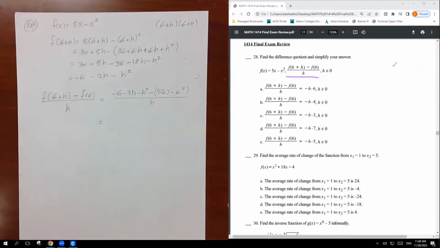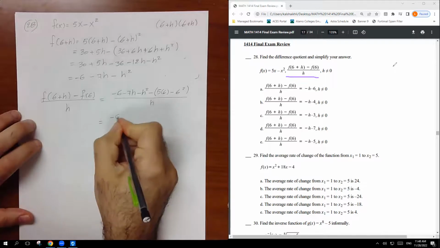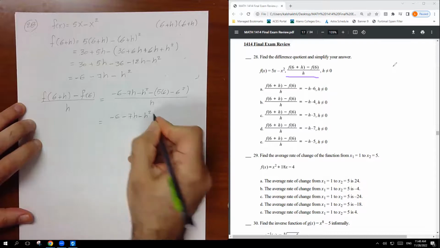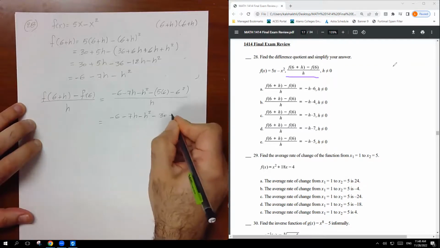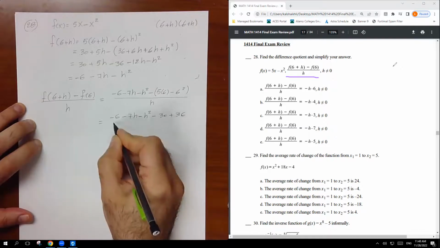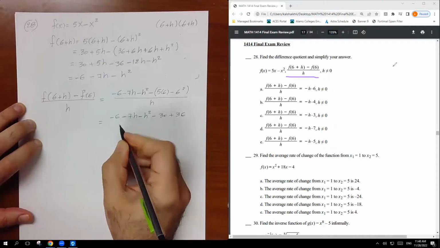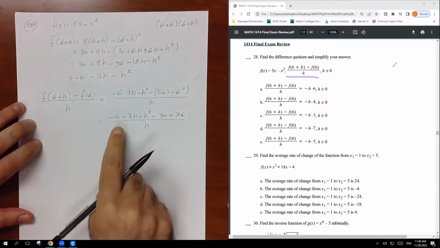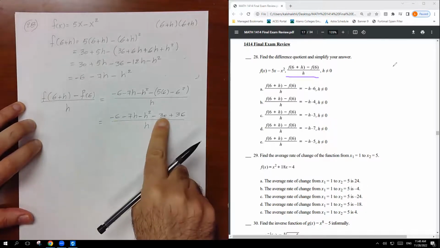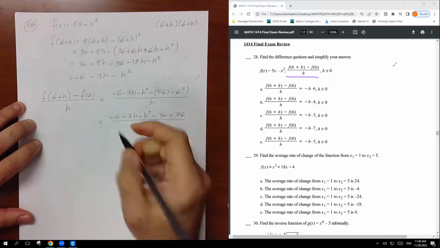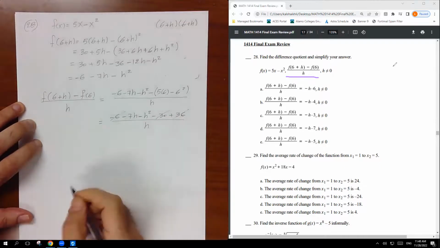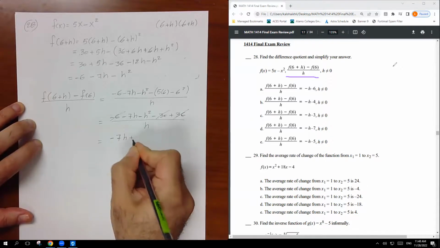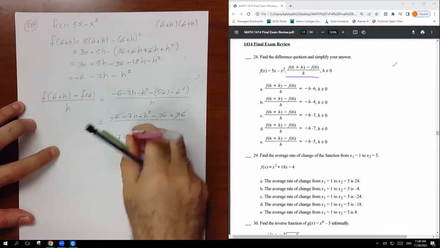And then let's simplify it more. So it's going to be negative 6 minus 7h minus h squared minus 30 plus 36, divided by h. So negative 6, negative 30 is going to be negative 36, plus 36. So this one with this one cancel with this one. So the left is negative 7h minus h squared.